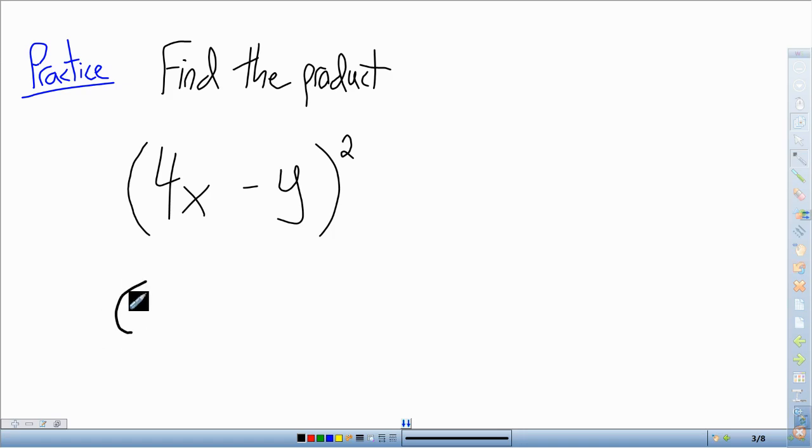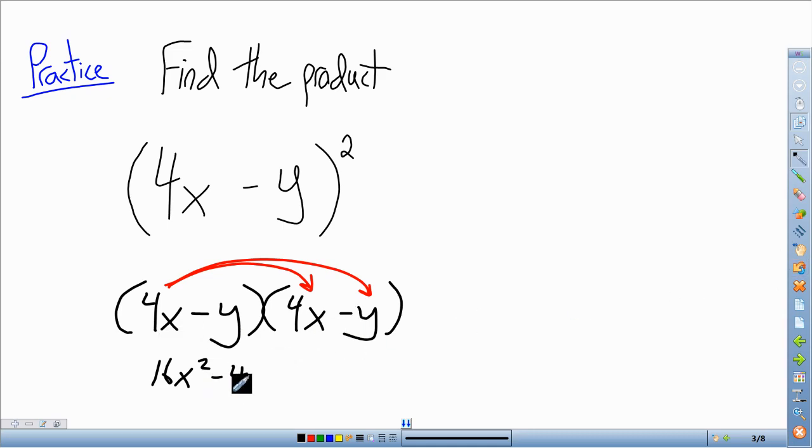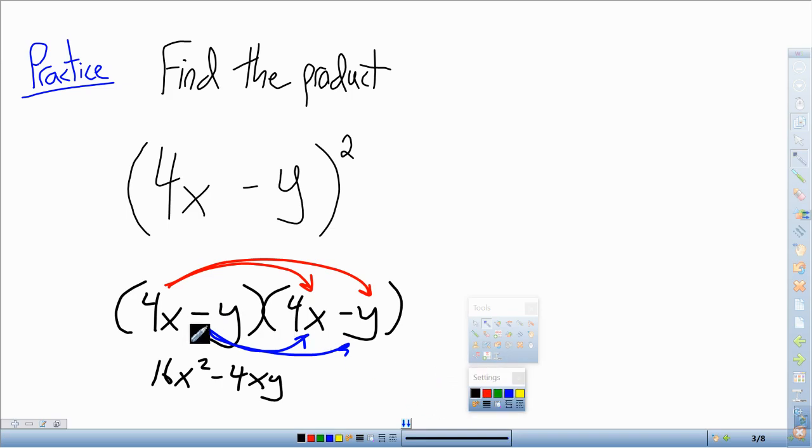Okay, so first thing is rewriting this, a 4x minus y times a 4x minus y. Okay, so from here, we can distribute the 4x into the parentheses. So 4x times 4x is a 16x squared. 4x times a negative y. Well, 4 times negative, that's technically a 1, right, is going to give us a negative 4. X times y is xy. Okay, and distributing the negative y into the parentheses. Negative y times 4x is going to give me another negative 4 yx or xy. And then negative y times negative y is a positive y squared.